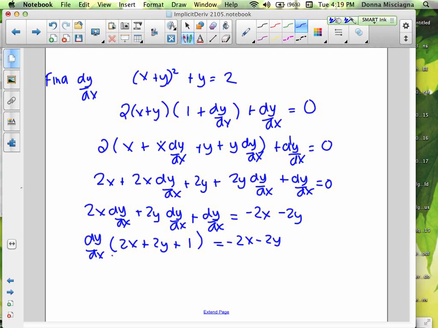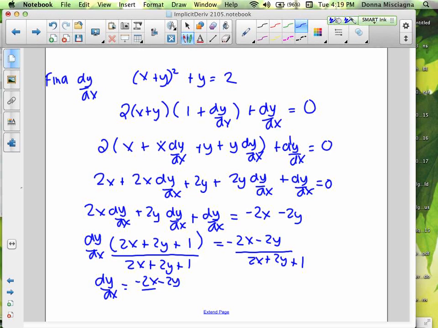And then we'll divide both sides by 2x plus 2y plus 1. And so that's going to give us dy/dx equals negative 2x minus 2y all over 2x plus 2y plus 1. And now we have our derivative.